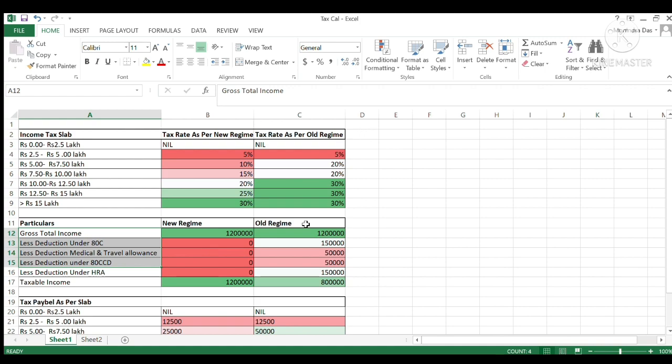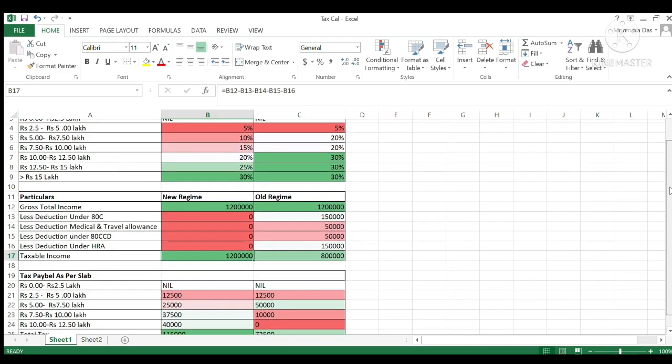But for the old tax regime, assuming that you have opted for basic deductions and exemptions, which is deduction under 80C, under which you have invested 1.5 lakhs toward an ELSS scheme. Let's assume 50,000 you have taken towards LTA and medical insurance, another 50,000 you have invested towards the national pension scheme, and 1,50,000 you are paying towards your rent, which comes under HRA. If we calculate your net taxable income under the old tax regime, it comes to 8 lakh rupees, whereas for the new tax regime it is 12 lakh rupees.